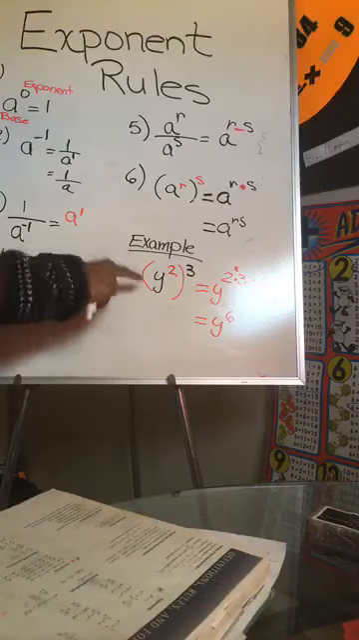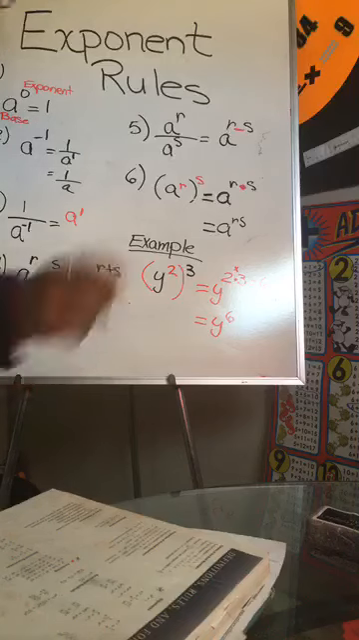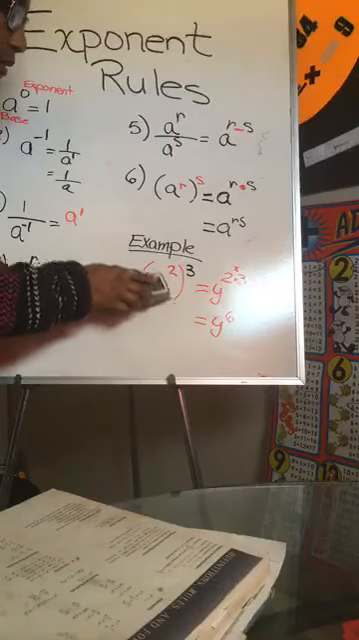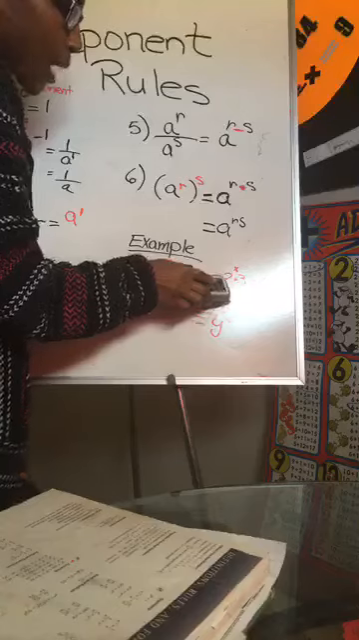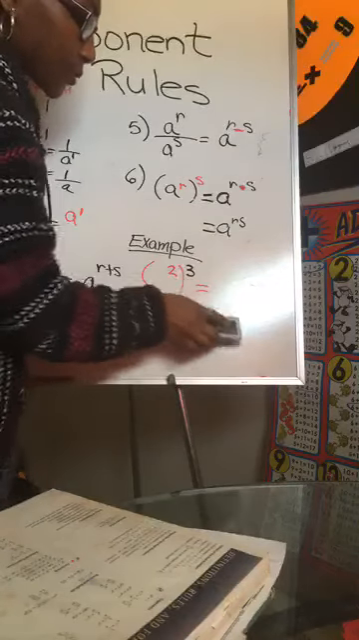Now I'm going to erase this and let's use a number this time. Let's replace y with a number. Let me erase this so we can. It's pretty easy.